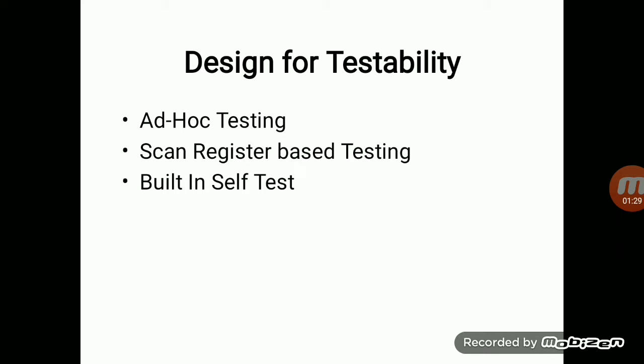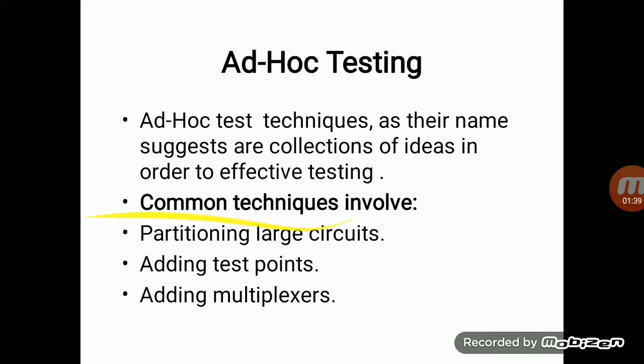Apart from this, the next one is important, though it is not included in the syllabus, that is called the boundary scan test or JTAG test. That we will also discuss. First, let's go for ad hoc testing. Ad hoc testing means, as the name suggests, a collection of ideas for effective testing. Ad hoc testing is nothing but a collection of different ideas and implementations to test any IC effectively.